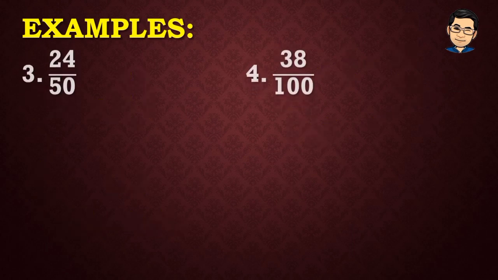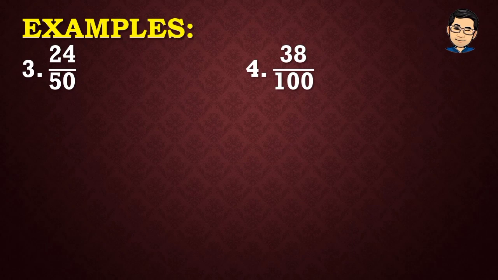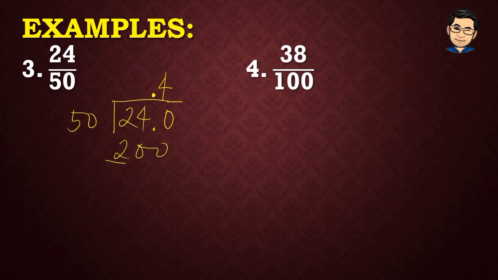So let's have example number 3, 24 over 50. So 24 divided by 50. So we cannot divide 24 by 50 kasi mas maliit yung 24 kesa sa 50. So we need to add decimal point and then 0. And then yung decimal point, itapat, i-align lang natin. And then magiging 240 divided by 50, and that is 4. 4 times 50, that is 200. And then we subtract 0 minus 0, that is 0. And then 4 minus 0, that is 4.